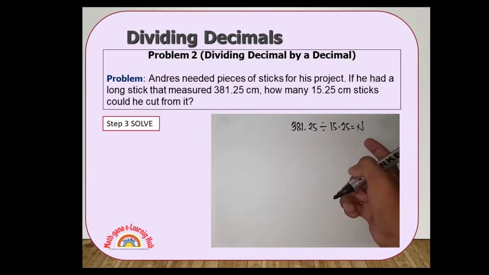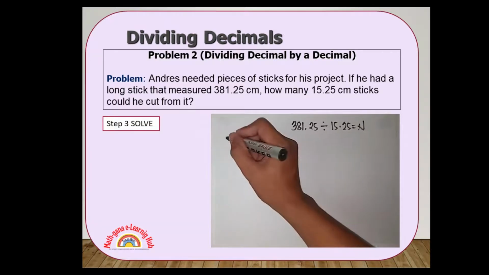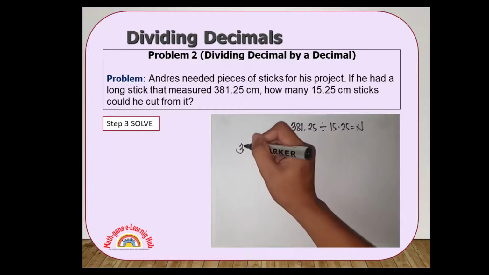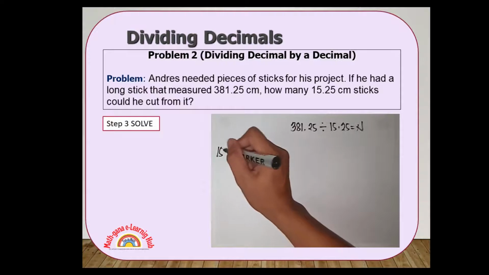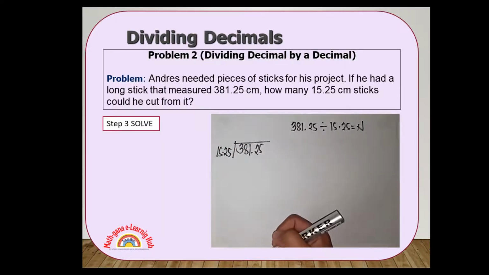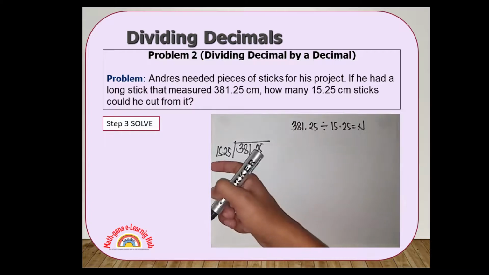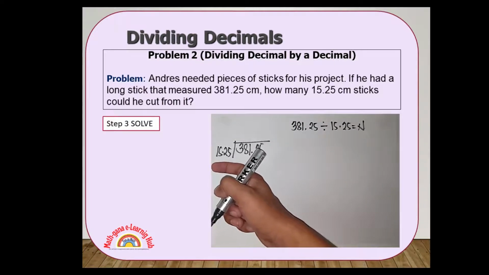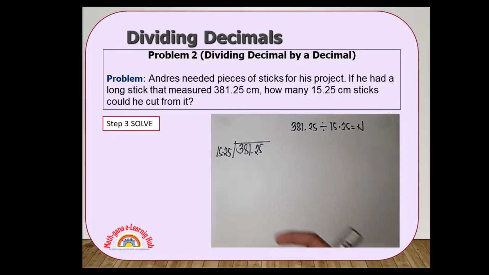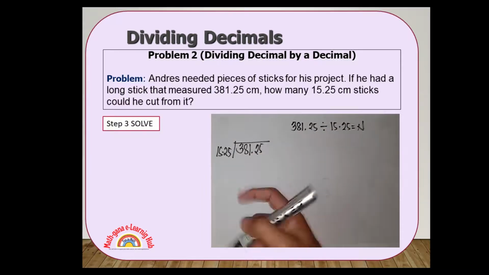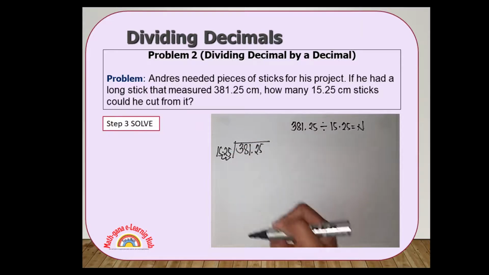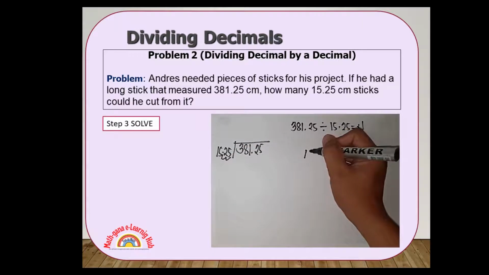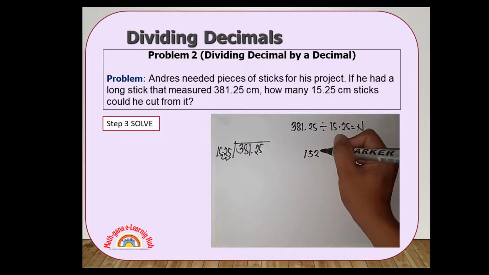In dividing this one, we'll use still the long division. This 381.25 is our dividend, right? And 15.25 is the divisor. So look here. Both our dividend and our divisor are decimal numbers. Before we proceed to division of these numbers, we need to change our divisor into a whole number. How? Let's just move the decimal point all the way to the right. So how many places? Here, 1, 2. That becomes 1,525, which is already a whole number.